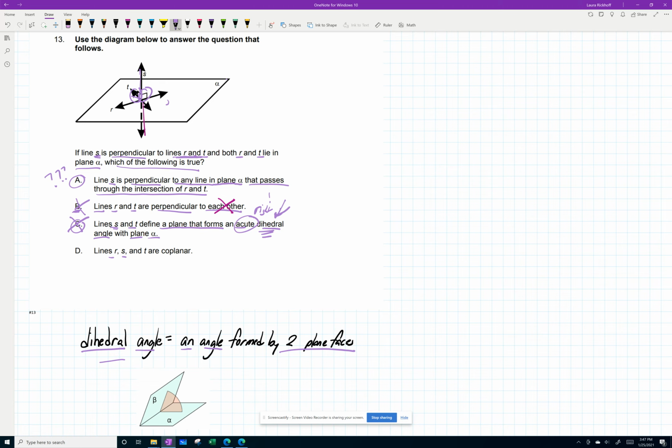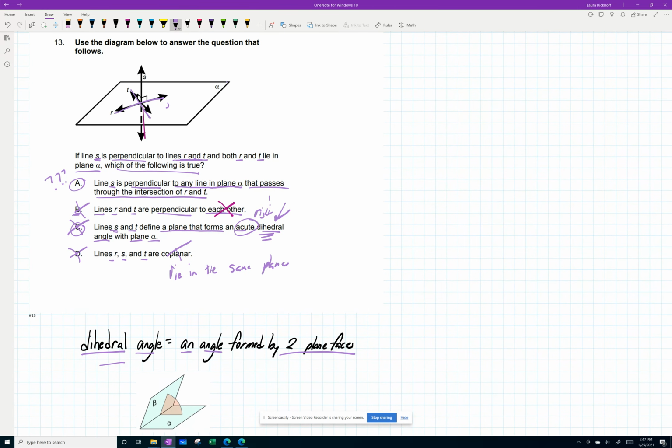And then, R, S, and T are coplanar. No, that's absolutely ridiculous. Coplanar just means lie in the same plane. And we can see that R and T are definitely coplanar. They lie in plane alpha, but S does not lie in plane alpha. So no.